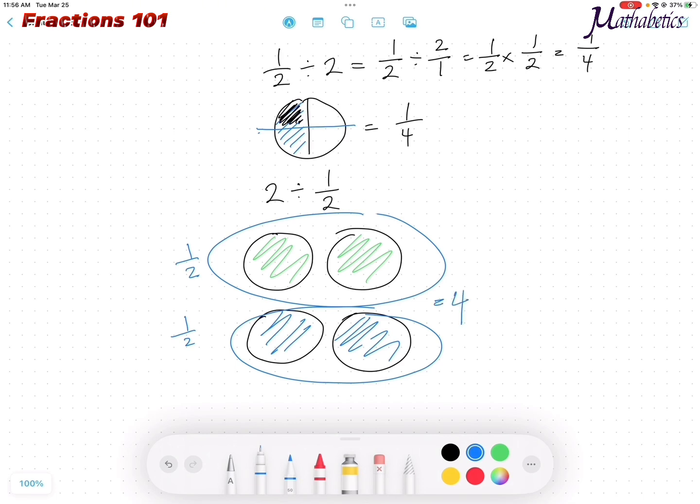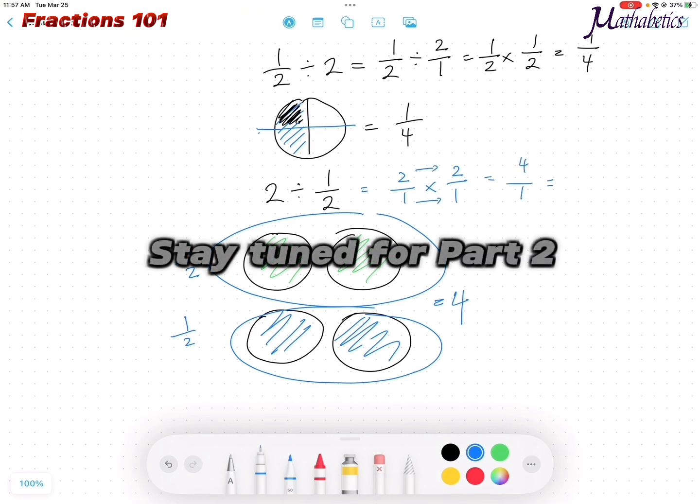Now, how does that work in terms of the math? So I have 2 over 1 divided by 1/2, which is, then I flip it. I have to multiply by 2 over 1. Now, multiplying this horizontally, I get 4 over 1, which is just 4. So when we divide any number by a fraction, I actually gain more than I start with.